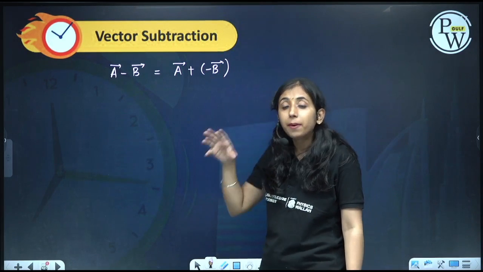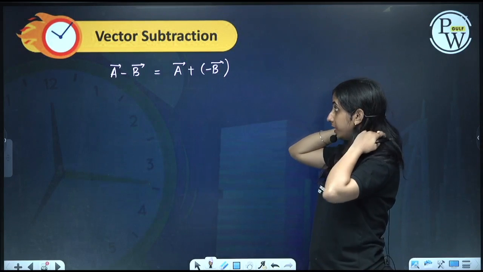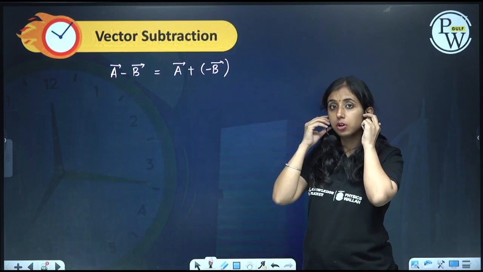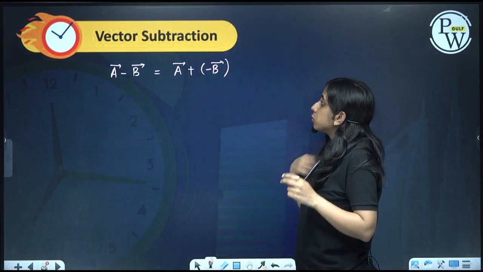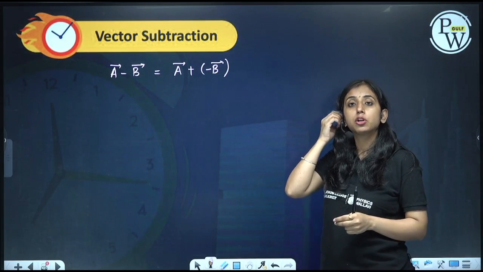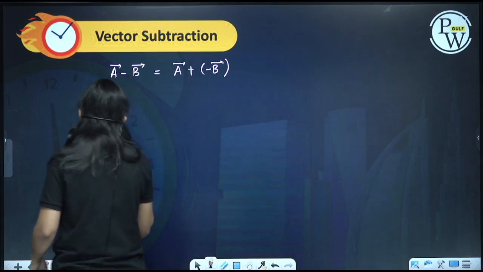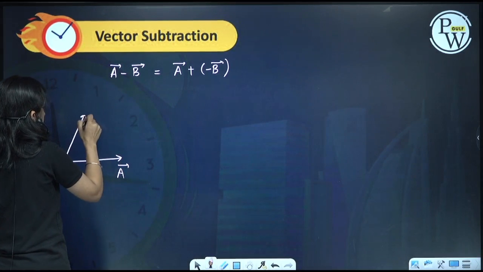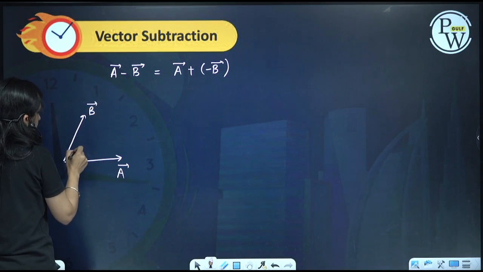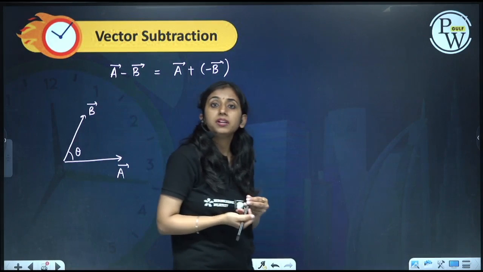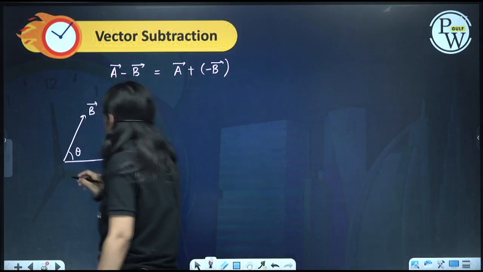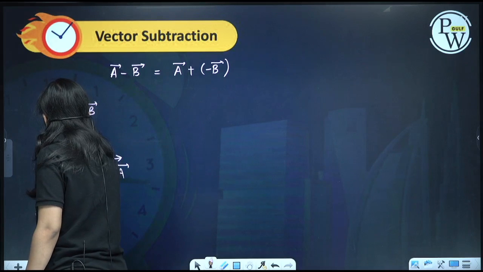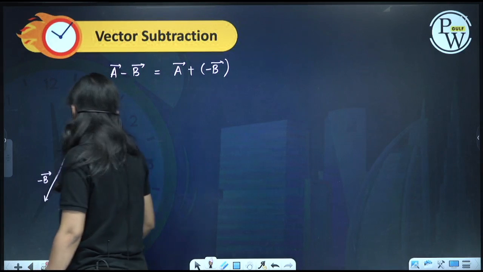I want to find A minus B. It is just the addition of minus B to A. So A minus B is nothing but the addition of a negative vector. So if I have this as my A vector and this as my B vector, the angle between A and B is theta. What will be my minus B? Minus B will have the same magnitude, just the opposite direction. This will be my minus B vector.